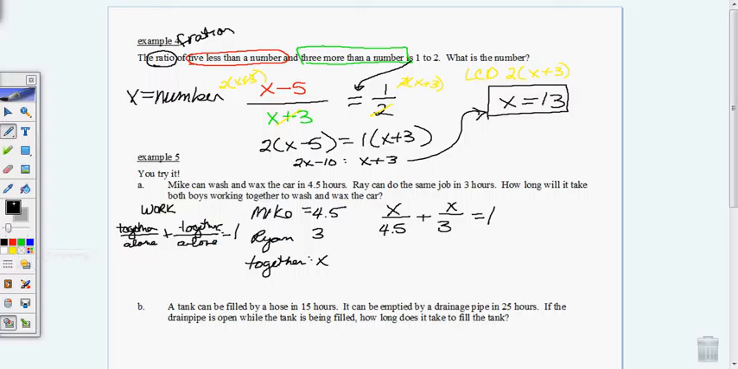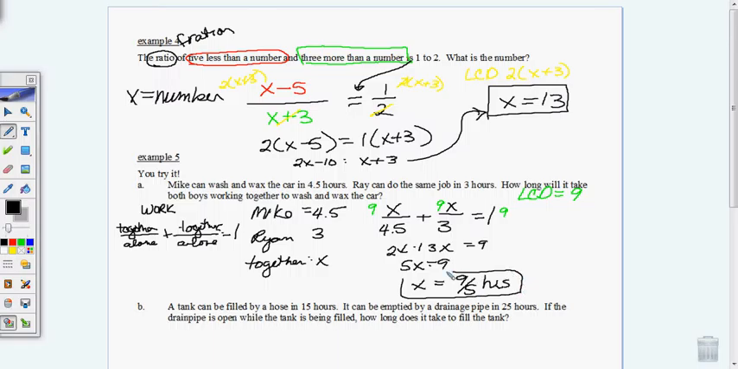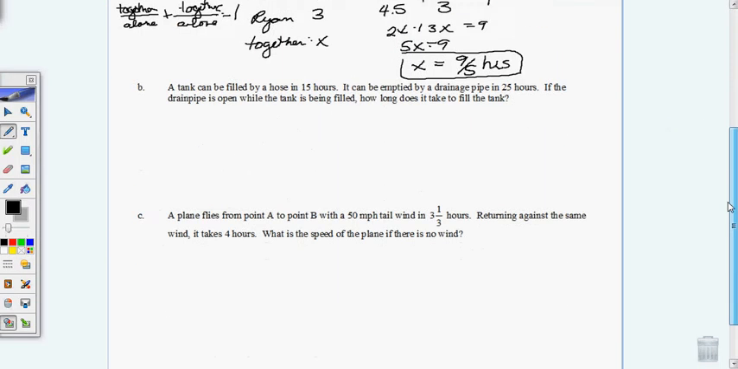So, looking at my LCD, think about 4.5. 4.5 times 2 is 9, so it's going to be 9. I'm going to multiply by 9, by 9, and by 9. And when I do that, I'm left with 2x plus 3x equals 9. 5x equals 9. X is going to equal 9/5. So not even 2 hours, they can get it done by themselves. And make sure you label. Got it. First one.